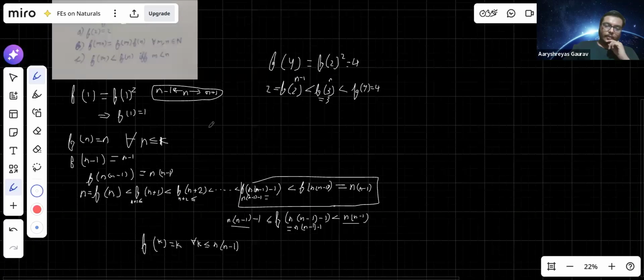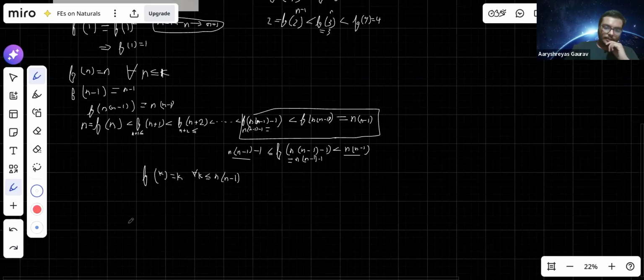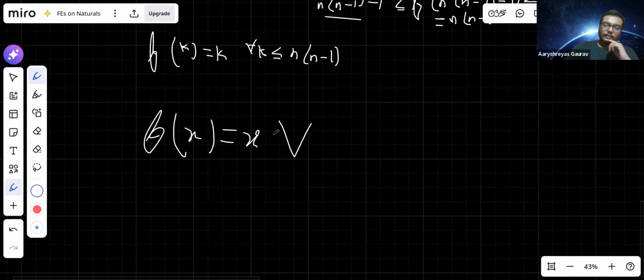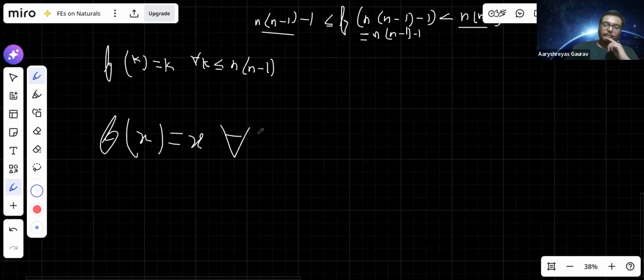And by all of this, we can say f of x is equal to x for all x belonging to the natural numbers.